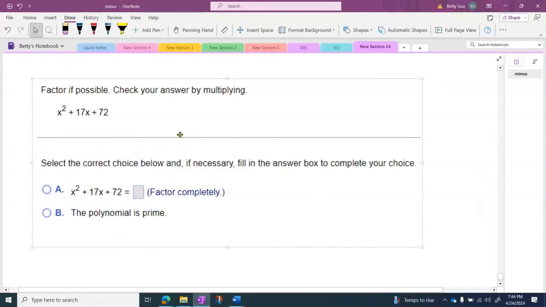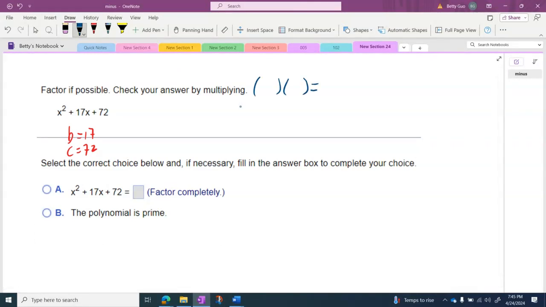Factor if possible. Check your answer by multiplying. Okay, this is about the shortcut because this is a quadratic trinomial with leading coefficient 1. B is 17, C is 72. By the shortcut method, we need to find the two integers that multiply to C and add up to 17. The two integers must both be positive. So let's figure out which two numbers.